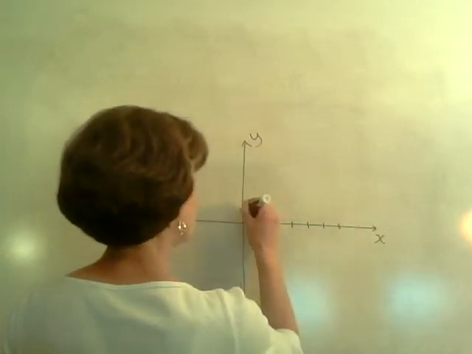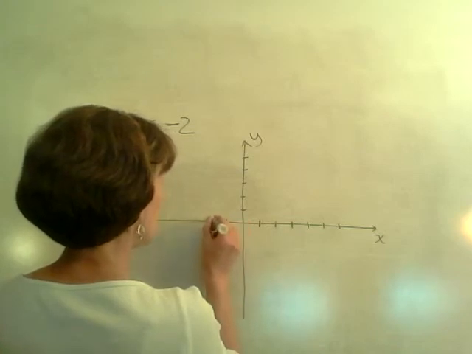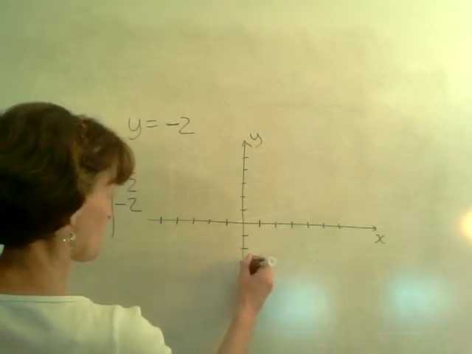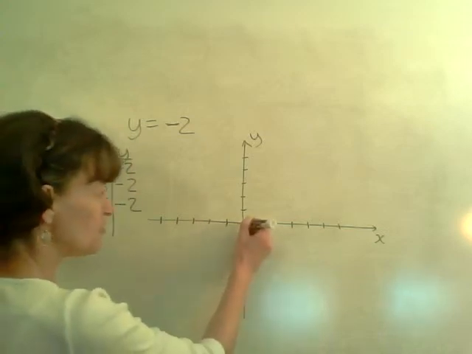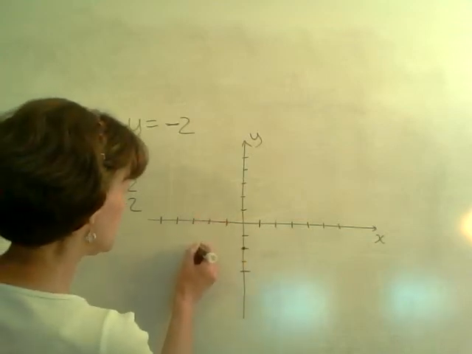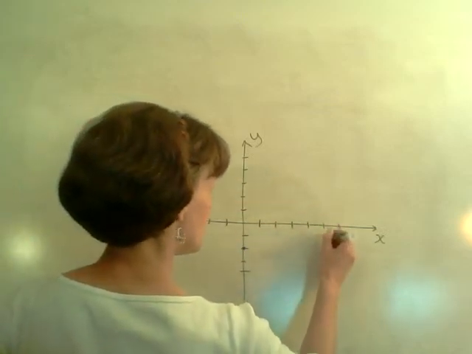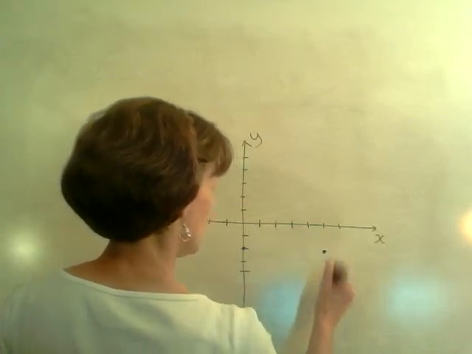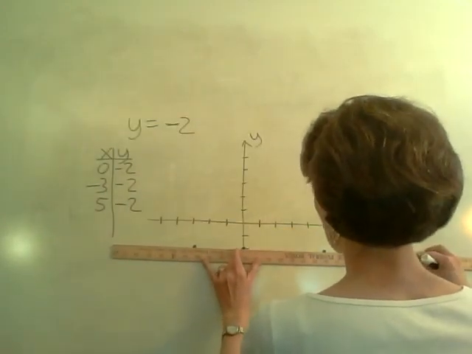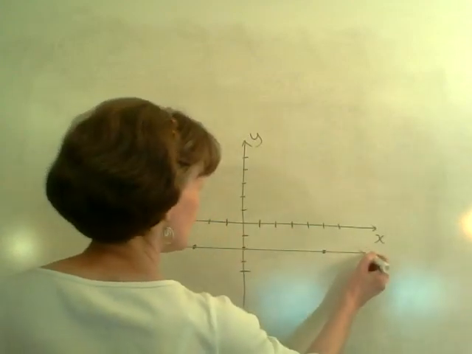I'll draw some little marks out here, marks up here. This is an interesting line. It was interesting to get my points. All right. 0, negative 2 is right here. Okay. Negative 3, negative 2 is right here. I go down 2. And when I'm over here at 5, 1, 2, 3, 4, 5, I go down 2. And you can see that these 3 points are going to form a horizontal line. All right, and here's my line.